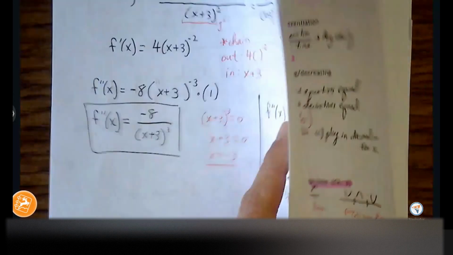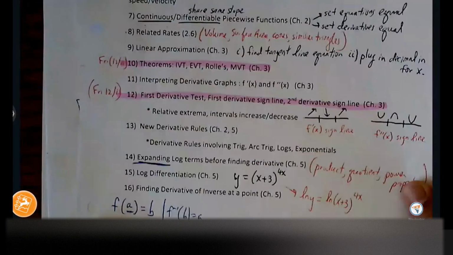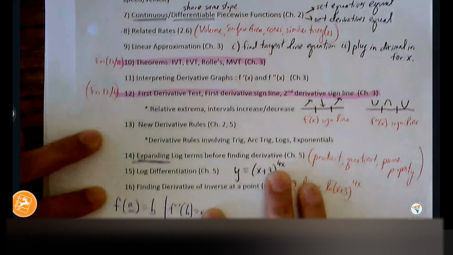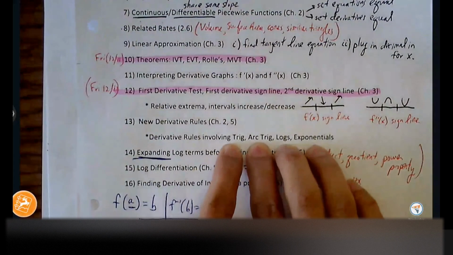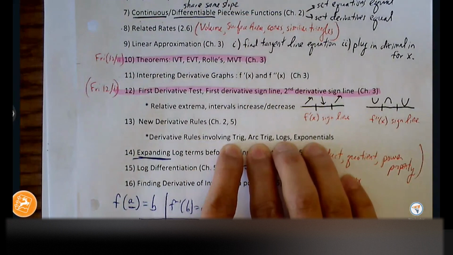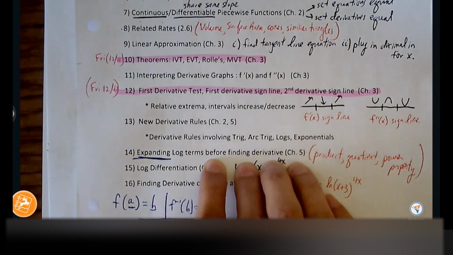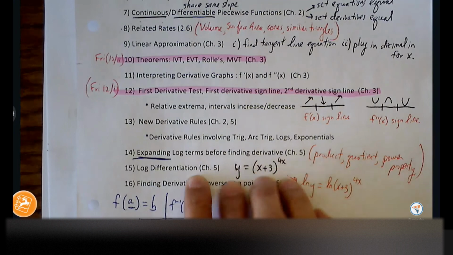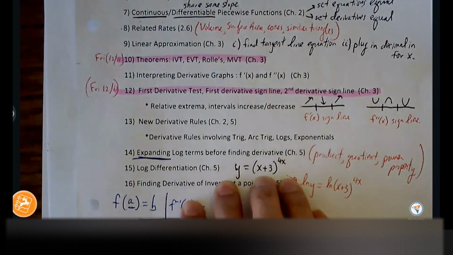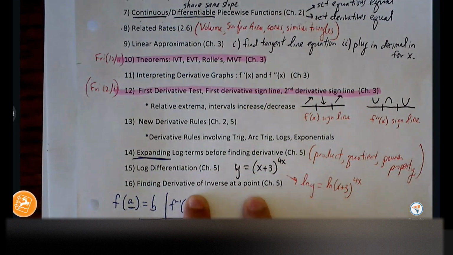Okay, so that's the last thing I want to do today. On Monday, I think we've hit a lot of these topics already. It's just the last few remaining. So on Monday, I want to review through the new derivative rules that we've seen recently from Chapter 5. Finding derivatives of logs, so knowing how to expand before you find the derivative. Log differentiation, we'll practice one of those problems. Finding derivative of inverse at a point, this is where you guess and check. Find the x value. After that, derivative, slope, and then flip that slope value.